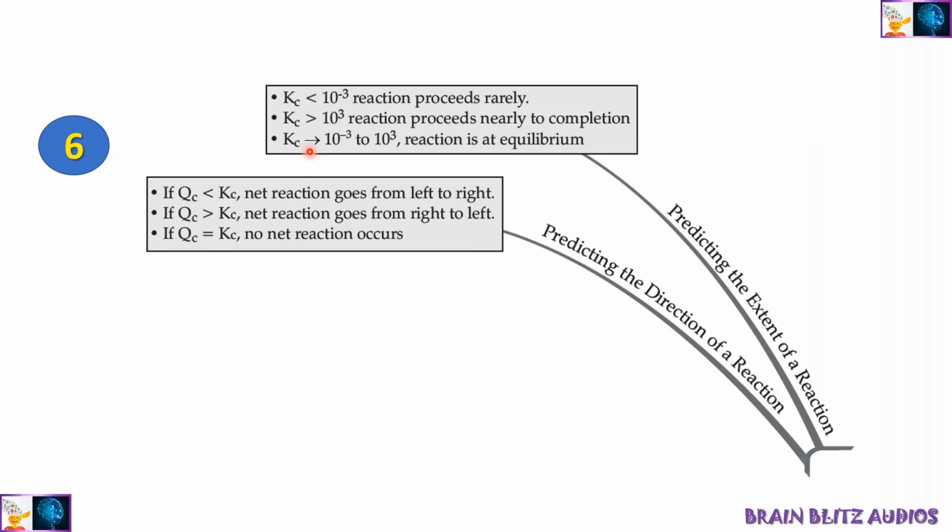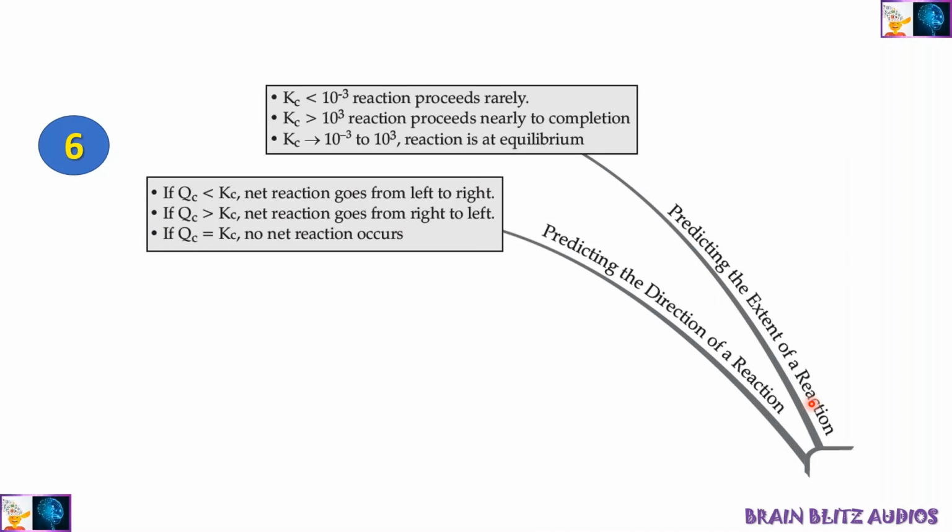Now, if Kc is between the order 10 raised to minus 3 to 10 raised to 3, the reaction is at equilibrium. Now, this means that the quantity of the reactants and the products are comparable. Sometimes the reactant may be more than the product, but only by a slight amount, and vice versa. So this tells us how far the reaction has progressed.